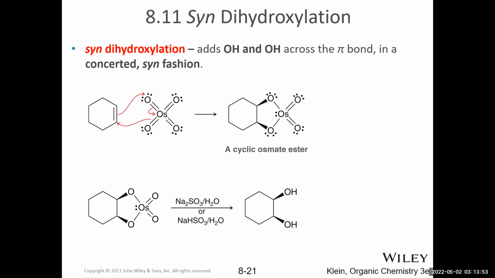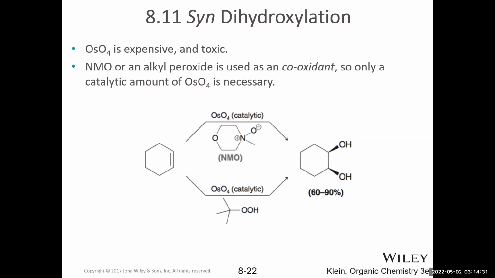Okay. Let's talk about syn dihydroxylation. We also have a process if we want the two hydroxyl groups to be syn to each other. We can use either osmium tetroxide or potassium permanganate. Those will react in a very similar fashion to form a cyclic intermediate. In this case, it's called a cyclic osmate ester. And a reductive workup will cleave these oxygen-osmium bonds and replace them with protons, and we'll end up with the syn dihydroxylated product. Osmium tetroxide is both expensive and toxic.